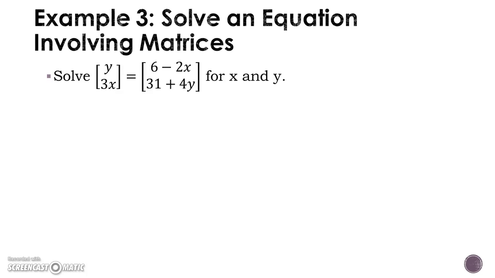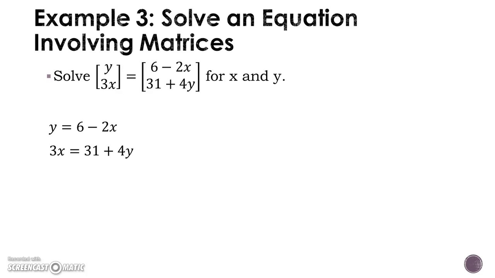We're given a 2 by 1 matrix for both of them. They have the same dimensions. Since the matrices are equal, the corresponding elements are equal. When you write the sentences to show the equality, 2 linear equations are formed. So here, y equals 6 minus 2x, and 3x equals 31 plus 4y. The system can be solved using substitution.